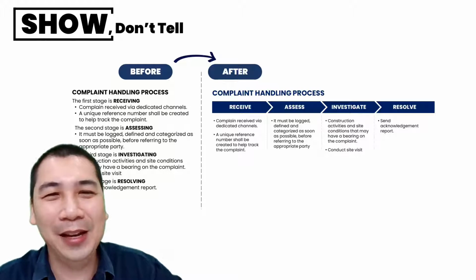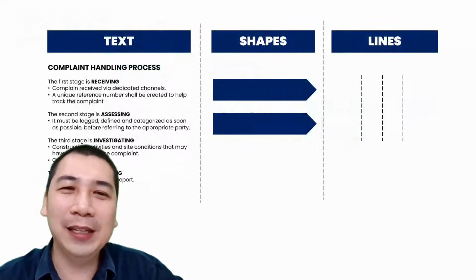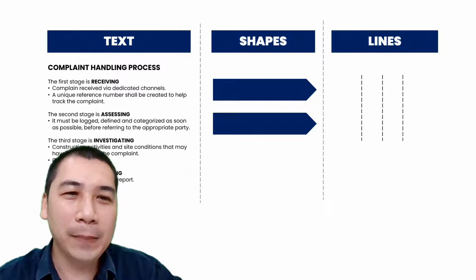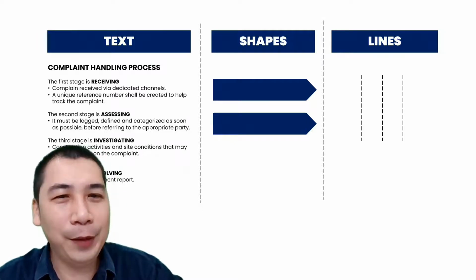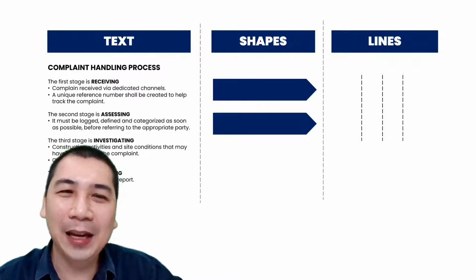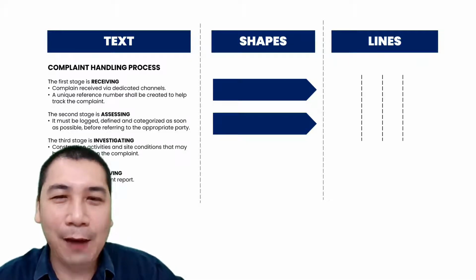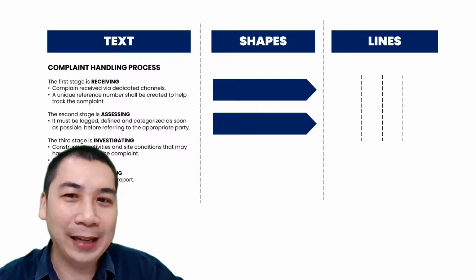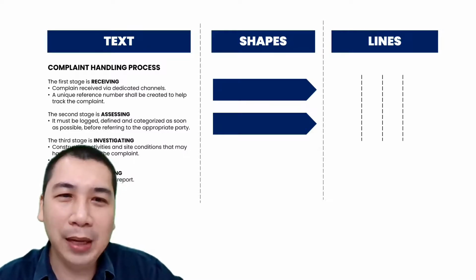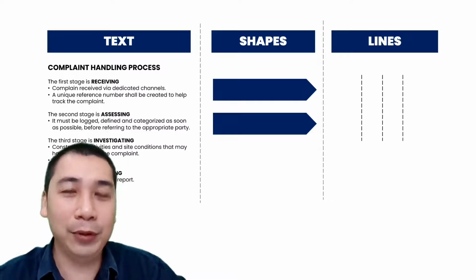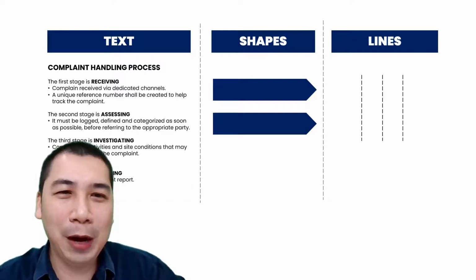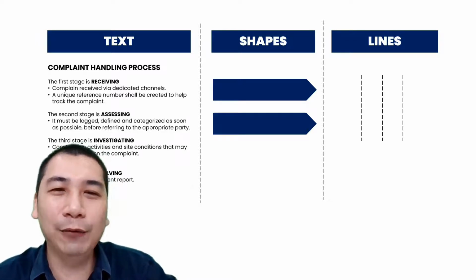In this video, I'm going to show you how to show, don't tell in your presentation. Three things that we need for this particular example: the text, the shapes, and the lines. Because of the content related to processes, I will choose some shapes like arrows to depict the content for processes. Let us jump into PowerPoint and I will show you the steps to create one.